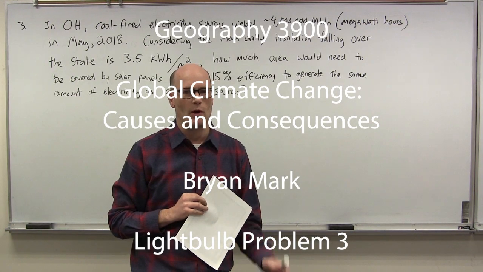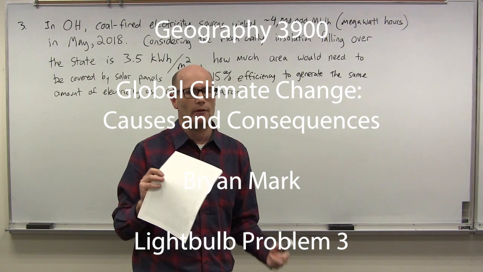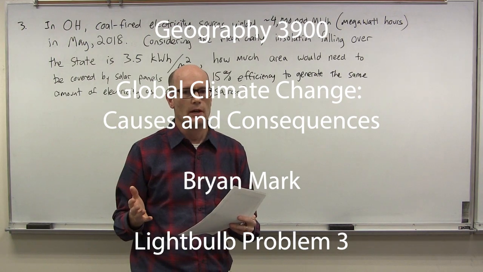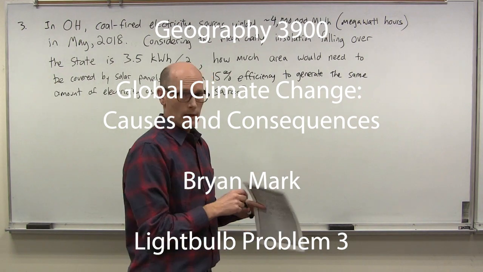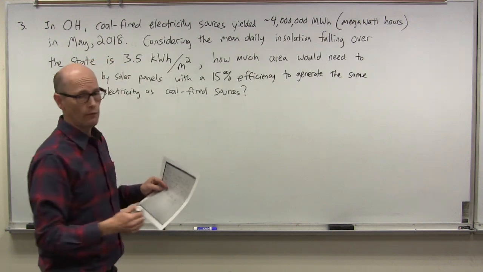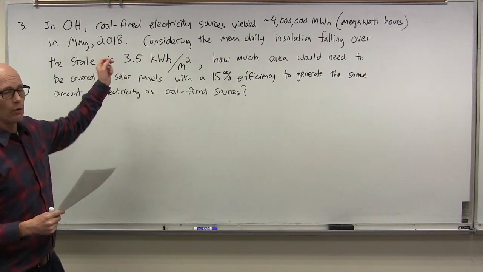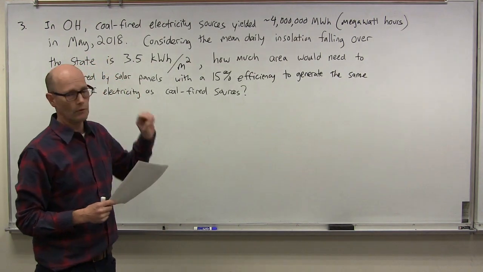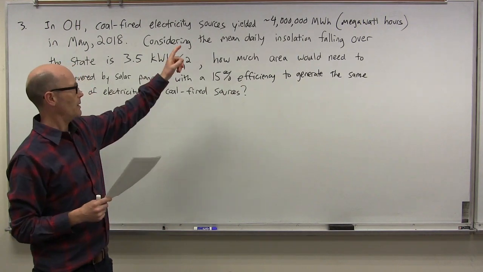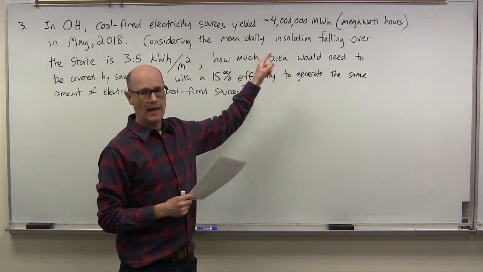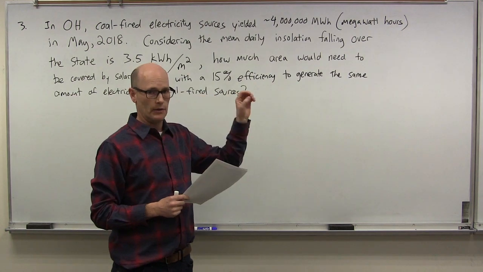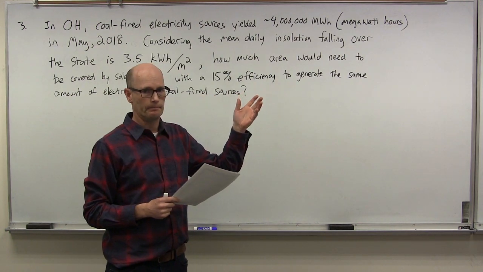Okay, so for the third question, let's consider what kind of alternative energy solution we could have for Ohio, other than coal. So the question before us is, in Ohio, coal-fired electrical generation yields about 4 million megawatt hours. That was the figure from May of 2018.